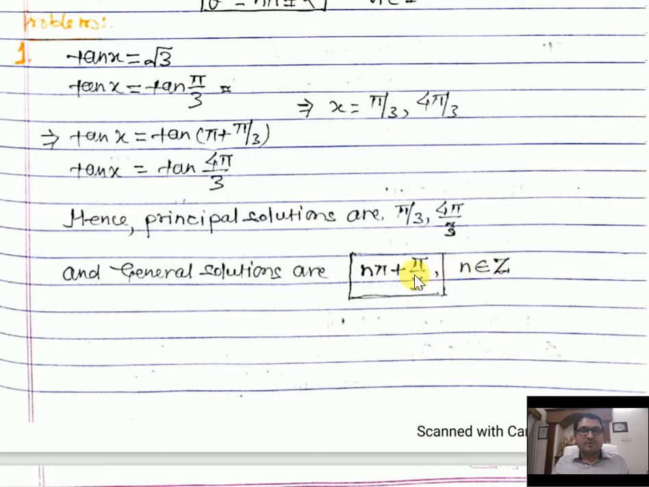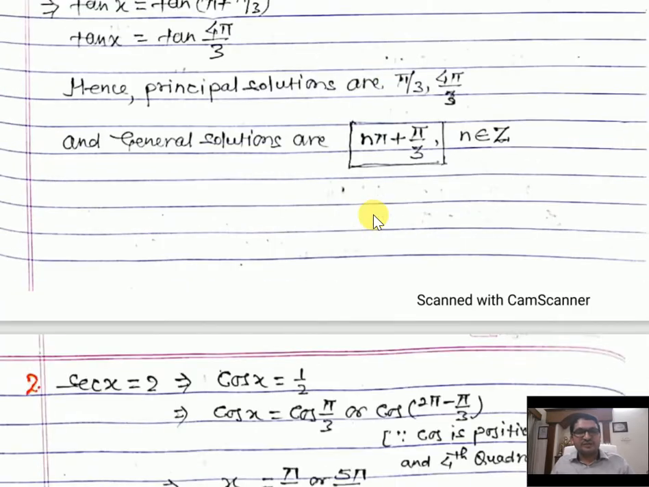If you put n equal to 0, you will get pi upon 3. If you put n equal to 1, you will get 4 pi upon 3. If you put n equal to 2, you will get 7 pi upon 3. Means just put the values of n as integers and you will get the solutions of the given equation.